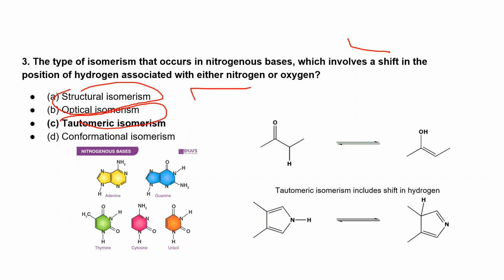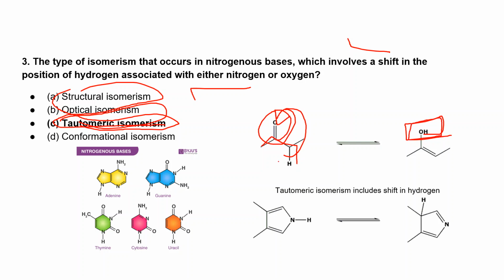But in case of tautomeric, there is a shift in the position of hydrogen, and we call it a special kind of isomerism, that is tautomeric isomerism. Here we can see that this hydrogen shifts to here, and there is a CO, that is a ketone group, here, but when there is a shift in the hydrogen atom, we can see that this hydroxyl group will come.